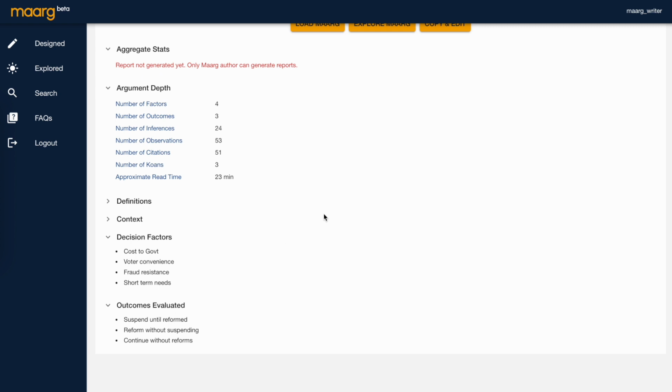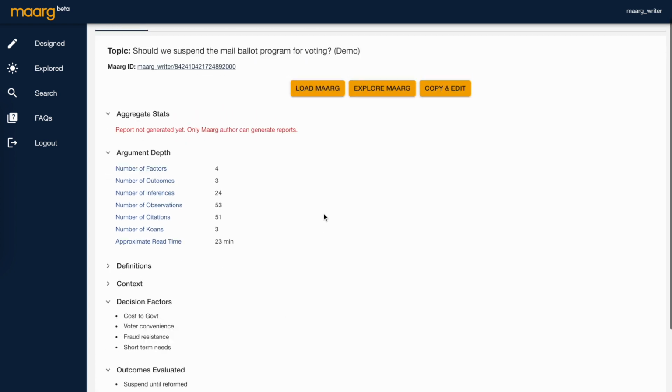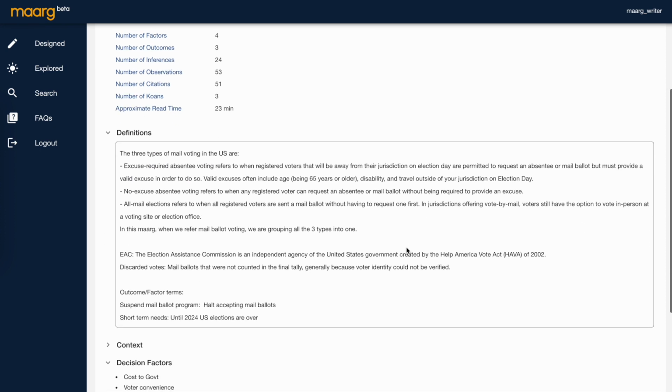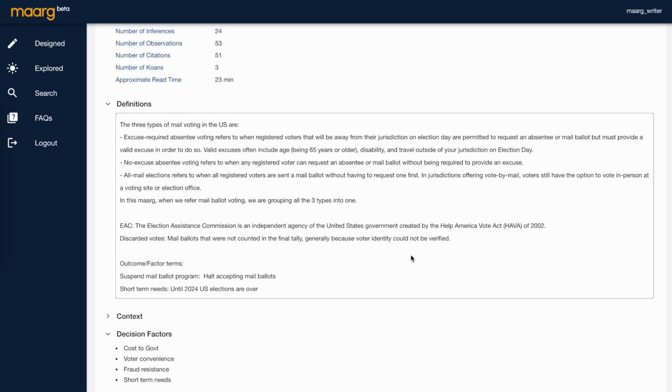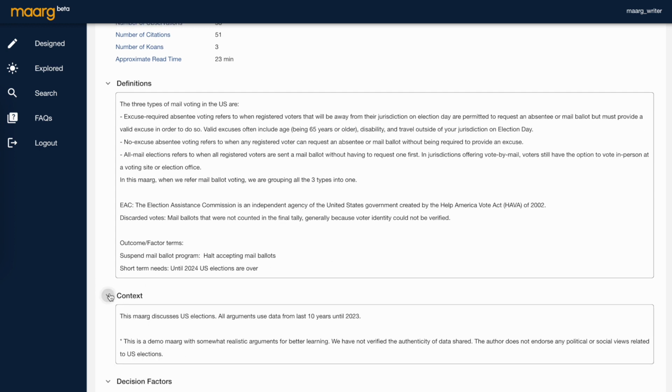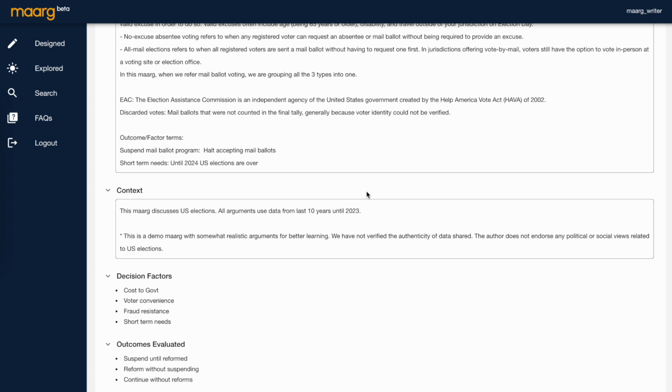An important aspect of any argument is a set of agreeable definitions. In this example, the mail ballot program, for example, can mean different things depending on your state. So it is important to define those upfront. In addition to the definition, context is also important to understand the right audience, like the geography and the time frame used for the arguments.